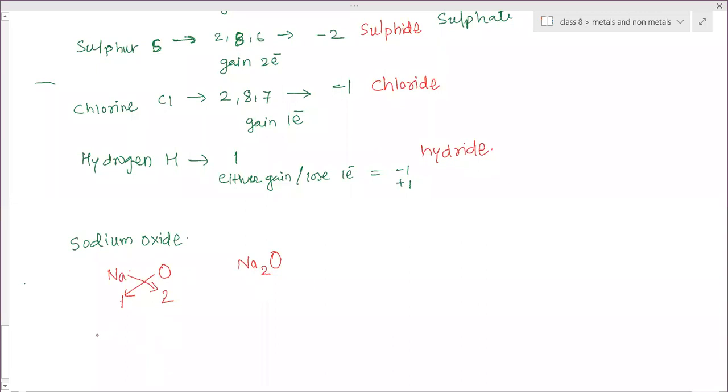Ma'am, the negative sign will not count? No, that negative sign you only have to remember because it is a non-metal. This is the formula of a compound. What will happen when sodium combines with oxygen? It will form sodium oxide. So you need to know the formula of sodium oxide. If you don't know the formula, how will you write the equations? Your book has equations.